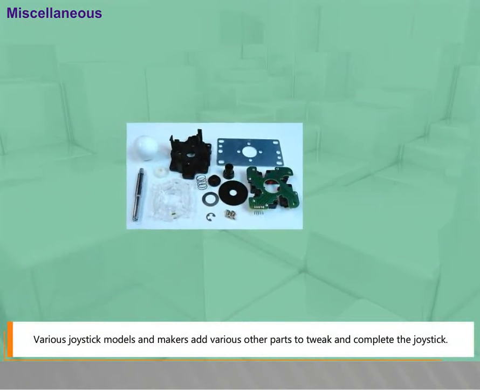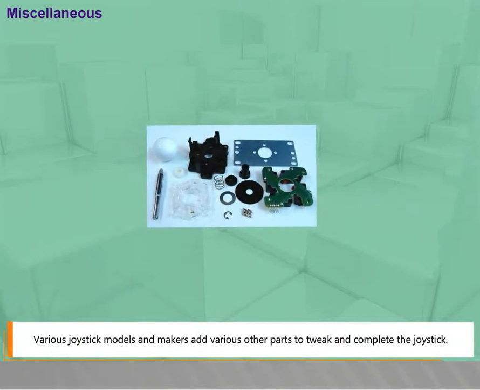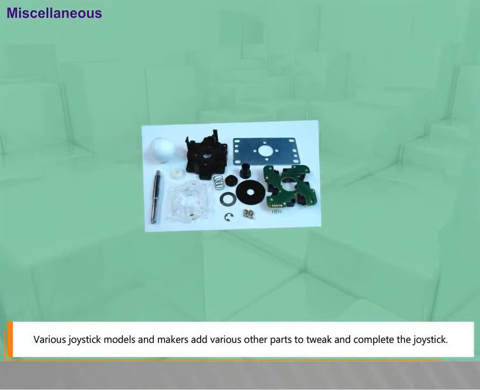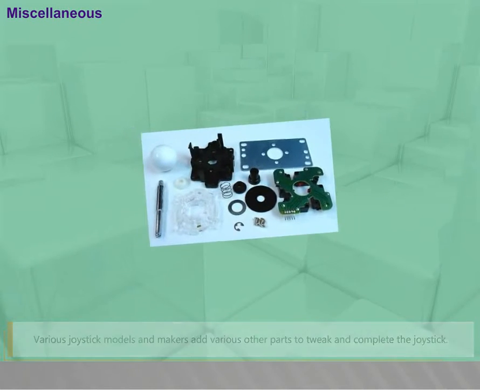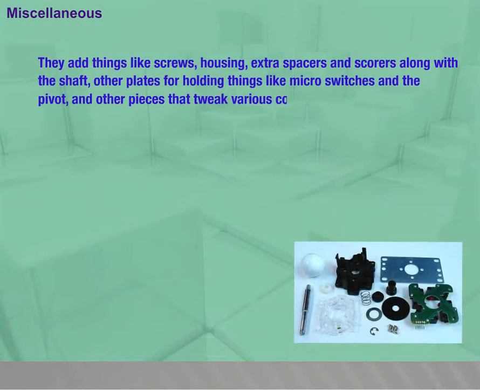Miscellaneous. Various joystick models and makers add various other parts to tweak and complete the joystick. They add things like screws, housing, extra spacers and washers along the shaft, other plates for holding things like micro switches and the pivot, and other pieces that tweak various components.